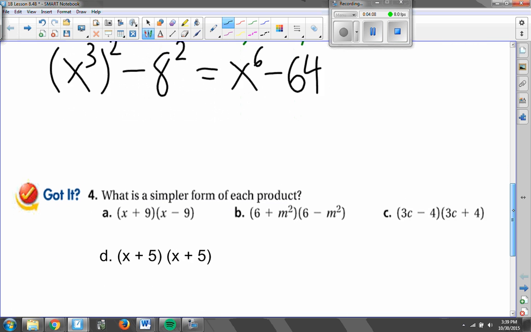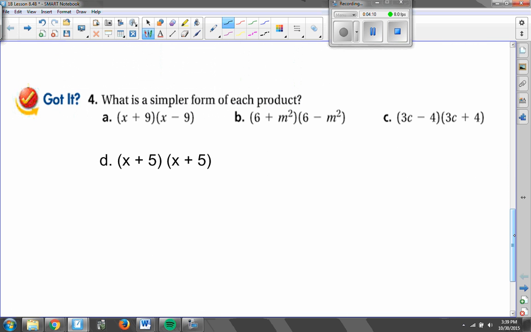I would like you, please, to take a look at these 4 problems. Those 4 check it problems, got it number 4. The first 3 are right at the bottom of page 506. The last one I've thrown in myself. Pause the video, take a look at those 4 problems. When you have them all done, start the video again, we'll check our answers and sum this all up.